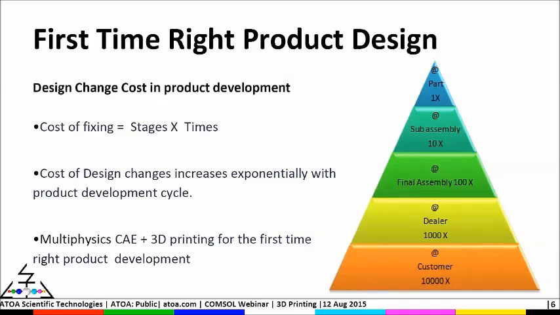This slide shows design change cost for the products. The cost of fixing a defect or a design flaw increases exponentially with the product development. Depending on where the defect or the design flaw is detected, the cost can go as high as 10,000 times of the product development cost. All this emphasizes the need for first time right product development. We shall focus on the multiphysics CAE plus 3D printing for the first time right product development.